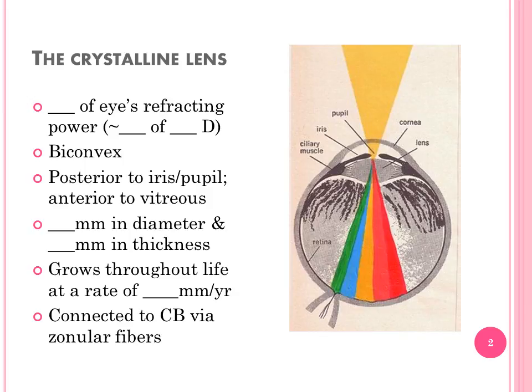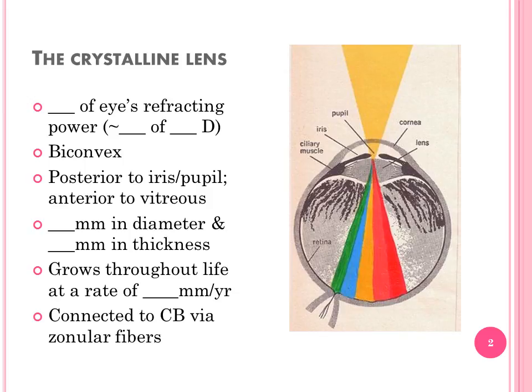Okay, so some facts for you guys. The crystalline lens is about a third of the eye's refracting power. So if we say that the eye is approximately 60 diopters total, a third of that would be 20, so 20 of the 60 diopters is held within the lens. The lens is a biconvex structure. It's posterior to the iris and the pupil. You can see that here in this photo. It's also anterior to the vitreous, so vitreous is all back here.